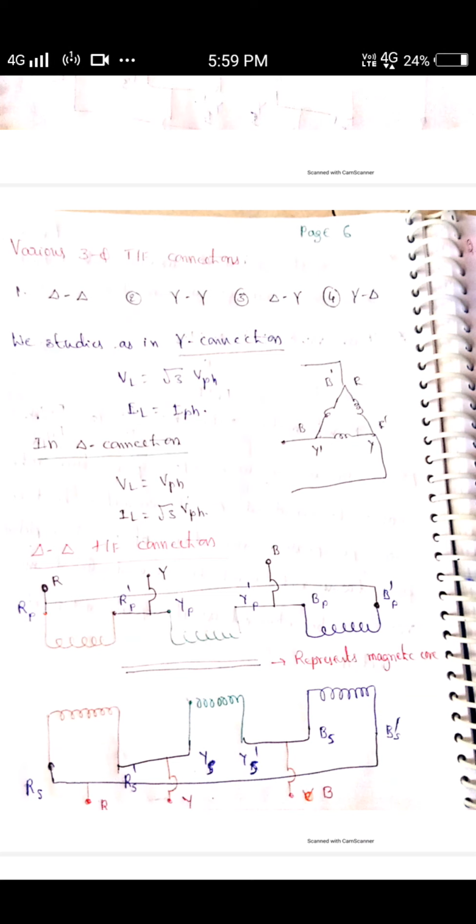Delta delta means primary windings are connected in delta, secondary is also connected in delta. Similarly, star star, both primary and secondary connected in star. Then delta star transformer and star delta transformer.